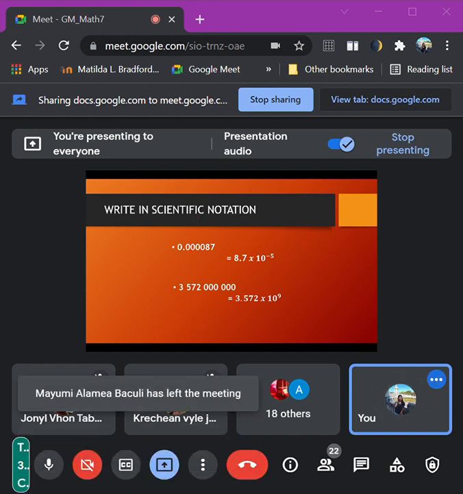So, 1, 2, 3, 4, 5. Okay, so we stop there at 8. So there we put the decimal point in between 8 and 7, because we said there should remain one whole number to the left of the decimal point. So as you can see here, it is 8.7, and then multiplied by 10 raised to the power of negative 5. Why negative 5 is our answer, class? Or our exponent?